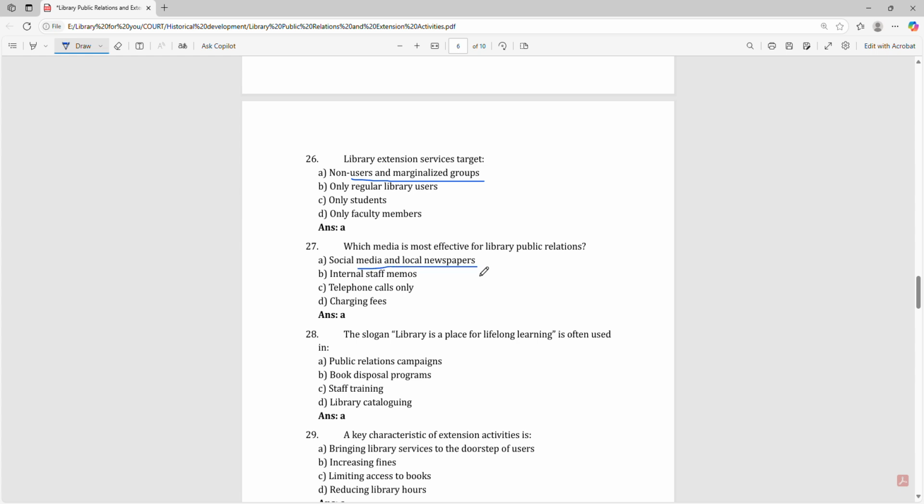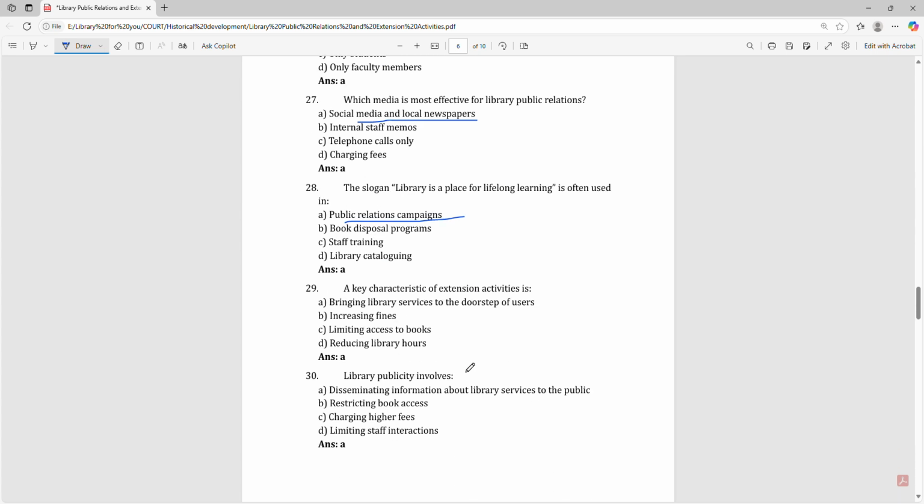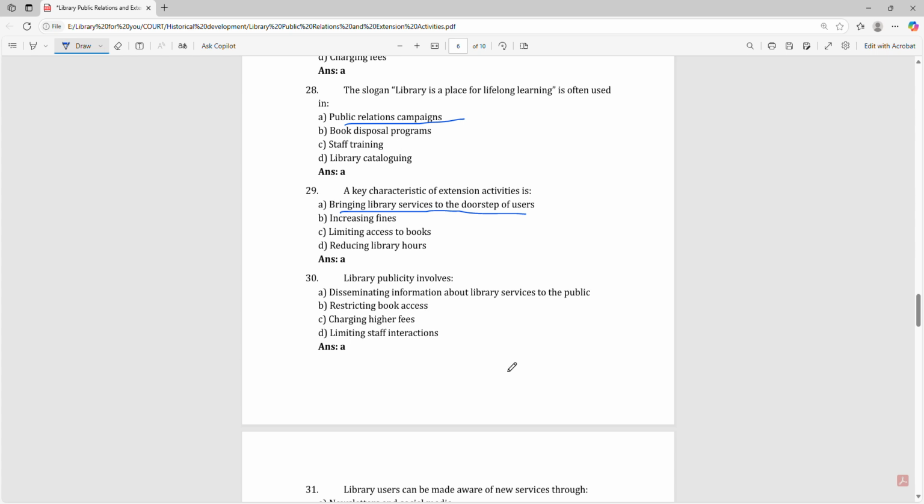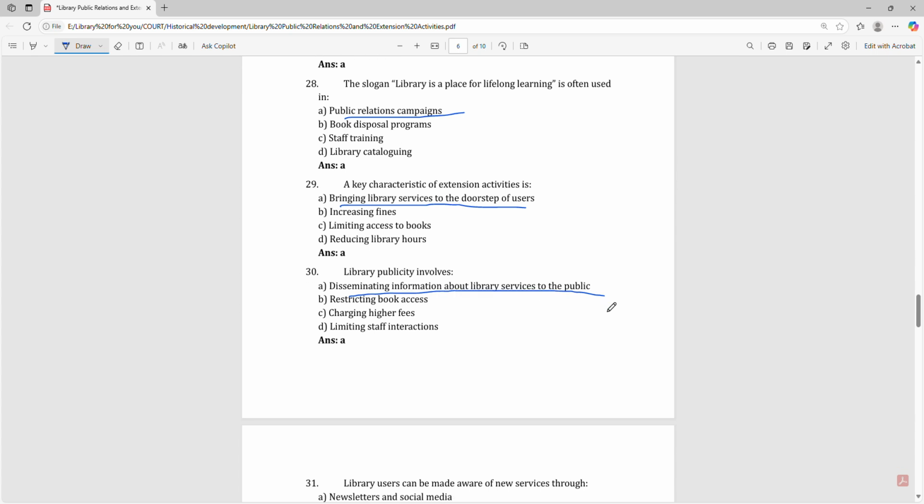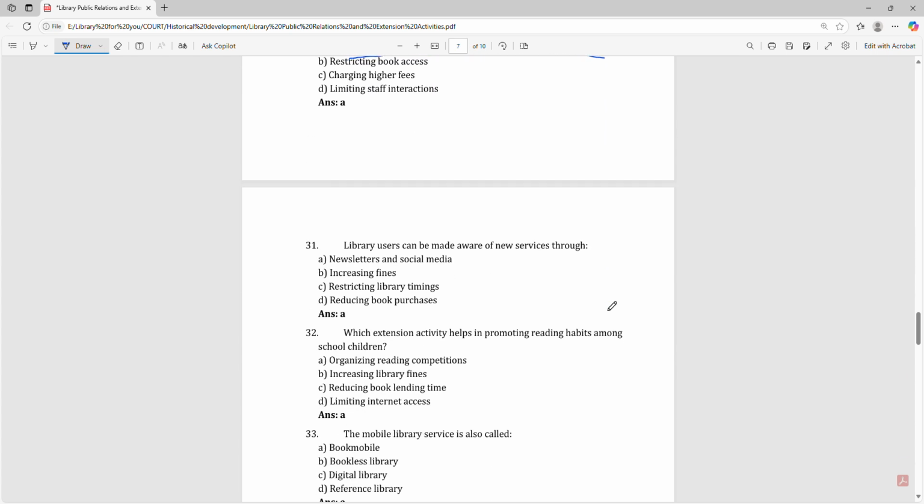The slogan "Library is a place for lifelong learning" is often used in public relations campaigns. A key characteristic of extension activity is bringing library service to the doorstep of users. Library publicity involves disseminating information about library service to the public. Library users can be made aware of new service through the newsletter and social media.